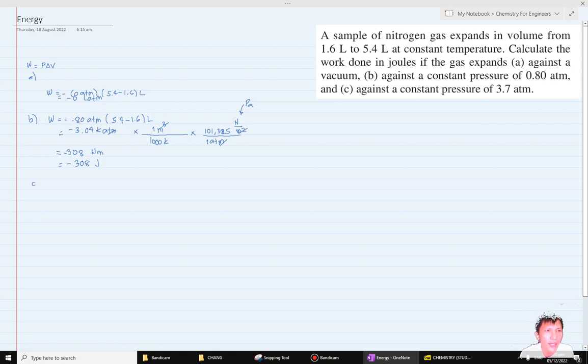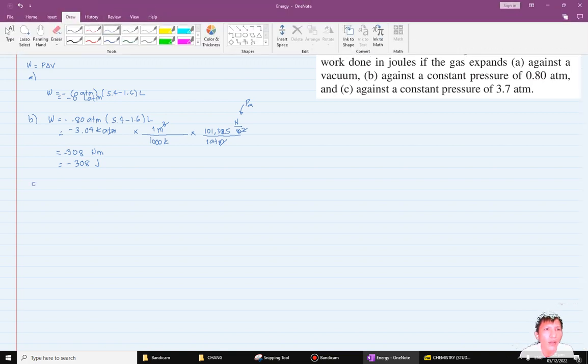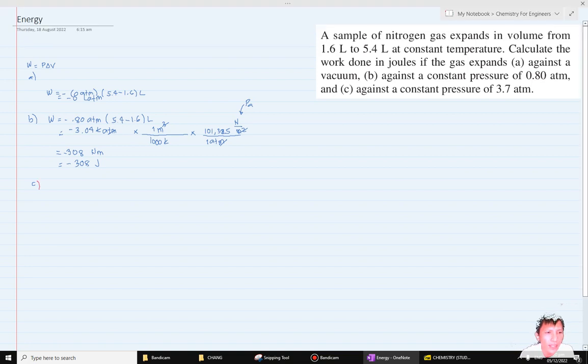How about letter C? May I use another pen? Because that's the benefit of having this technology, we can use other pens and colors. You have work, which is equal to negative, because again the nitrogen gas, which is the system, is doing the work, so it is going out of the system. So negative 3.7 ATM. It's the same, we will be doing the same thing.